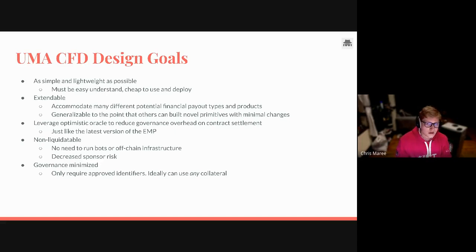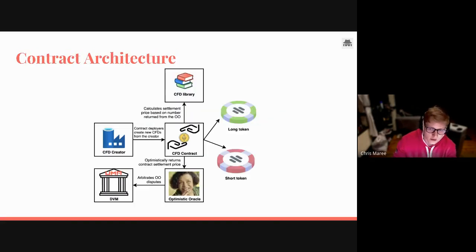The big pro of CFDs, and you get this by definition, is that they're non-liquidatable. This means we don't have to run any kind of off-chain infrastructure. And the risk for the sponsor is better known. You know the risks you're taking on, and there's less market volatility risk. When you sponsor a position or when you mint, you know the risks that you're taking on. So I think these are some of the goals that we set out with when originally designing the CFD. So this is the basic structure of the smart contract.